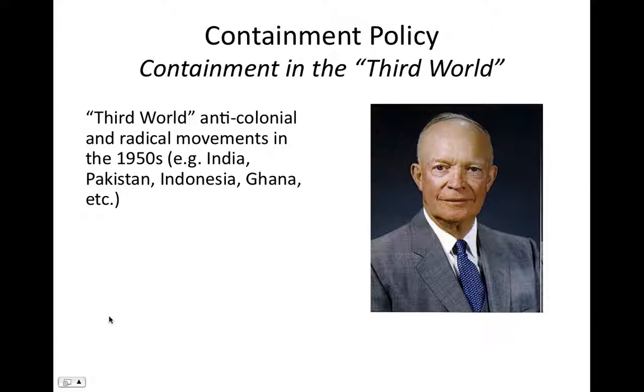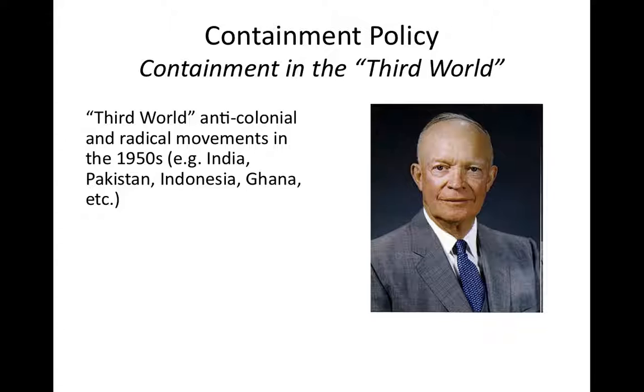Eisenhower continues the containment policy. He ends the Korean War, but then he also expands American efforts to contain communism anywhere by looking at the Third World. Eisenhower is concerned, as are many American policymakers, about anti-colonial and radical movements in the 1950s, meaning like India, for example, which was fighting against the British to achieve its independence. Pakistan, same thing. Indonesia, Ghana, a number of African and Asian countries were fighting to become free of European colonialism.